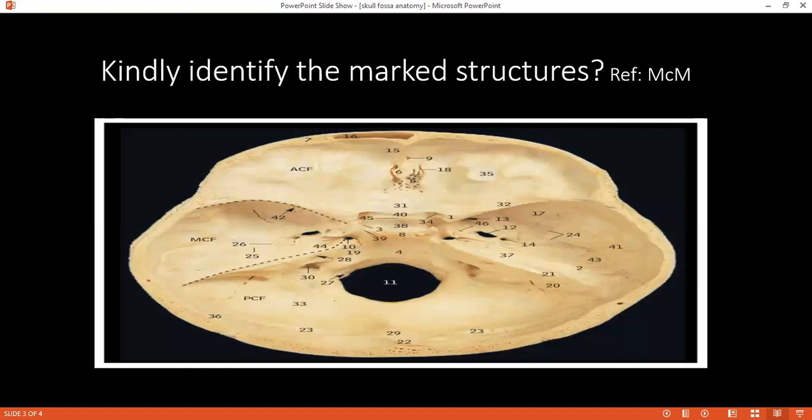Can you identify it here? Number 34. Very good. All right. If you can please tell me the contents. Optic nerve and ophthalmic artery. Yes. And sympathetic nerves as well. Yes, it's sympathetic. All right. The optic nerve also has 3 layers of meninges. So please, yes, keep all these details in your mind.